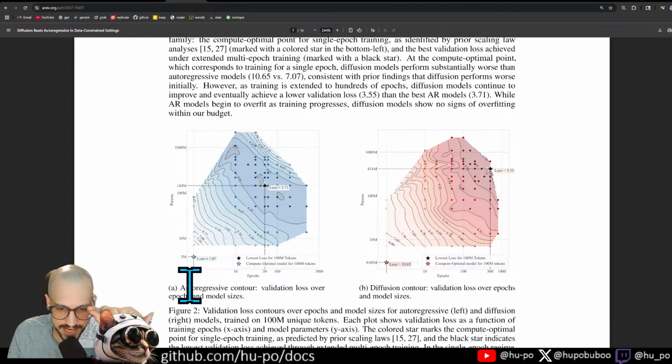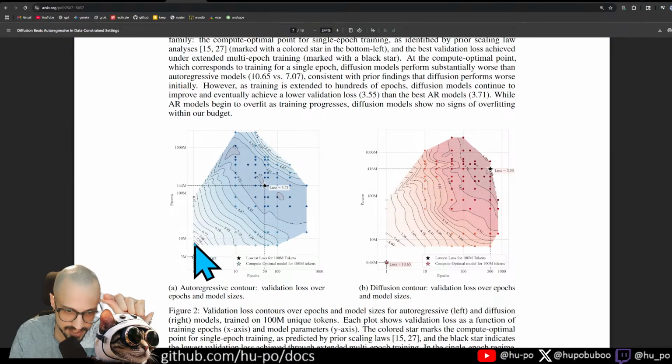On the x-axis, you have epoch. This means you trained on the same dataset for longer. This means you trained on the same dataset 1,000 times, and this means you trained on the same dataset once. And down here, this is parameters: this is a very small model, and this is a very big model. So up here, you have a very small model that was trained on the same dataset thousands of times, and up here, you have a very big model that was trained on the dataset once. And these contours are loss.